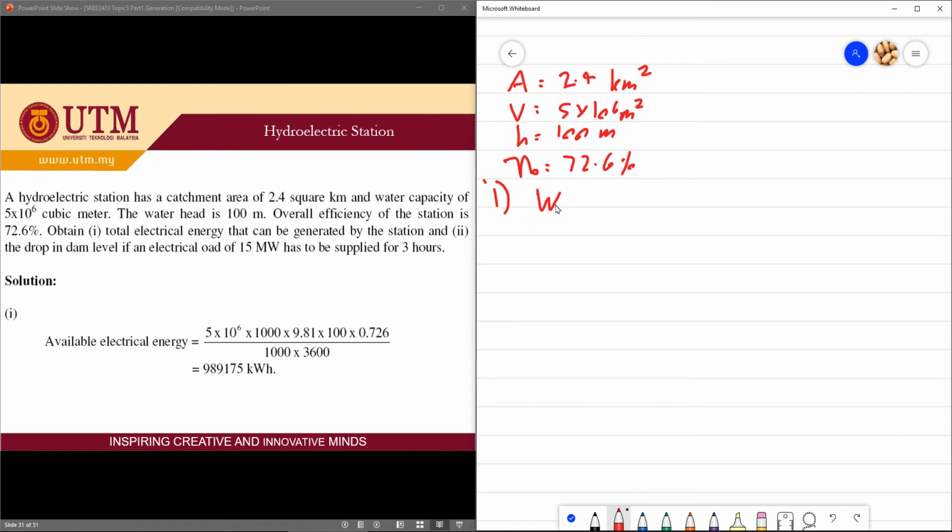Okay, so weight is equal to volume. So this one, the total volume. This is just to calculate the total energy, not per second. So volume multiplied by density multiplied by gravity is equal to 5 multiplied by 10 power 6 thousand. And the gravity is 9.81.